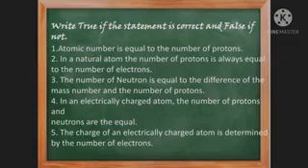Number 1. Atomic number is equal to the number of protons. Number 2. In a neutral atom, the number of protons is always equal to the number of electrons. Number 3. The number of neutrons is equal to the difference of the mass number and the number of protons. Number 4. In an electrically charged atom, the number of protons and neutrons are equal. Number 5. The charge of an electrically charged atom is determined by the number of electrons.